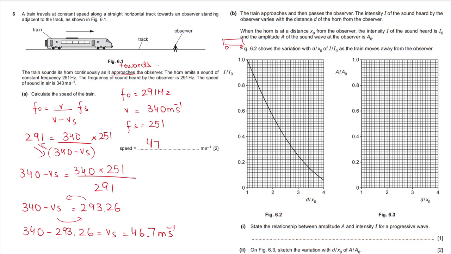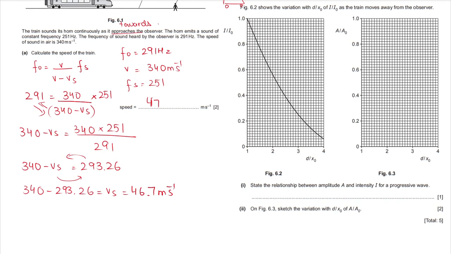Now they say the amplitude A of the sound wave at the observer is A naught. They say Figure 6.2 shows the variation with distance of intensity. State the relationship between amplitude A and the intensity I for a progressive wave. So what is the relation between intensity and the amplitude A? So intensity is directly proportional to the square of the amplitude. Okay?